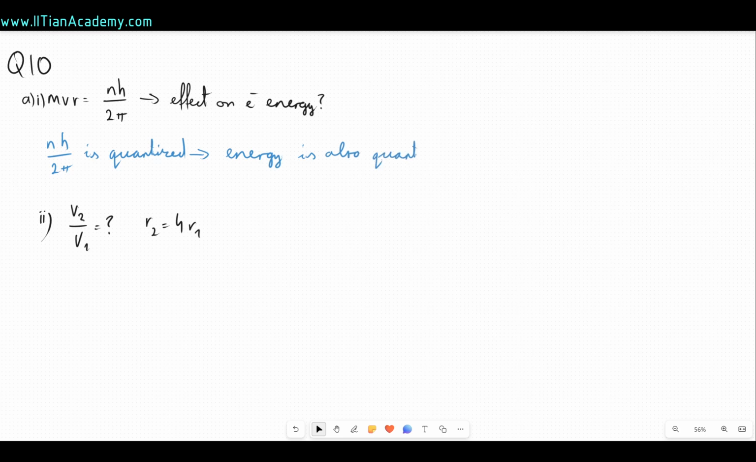Because on the left side of the equation we have mvr, mass is constant, and then the velocity and radius both have to be quantized as well. They can only be specific values because the right hand side is also a constant. So the energy also has to be quantized.